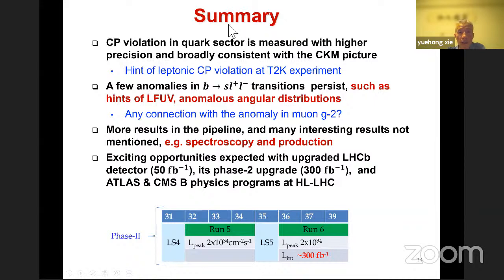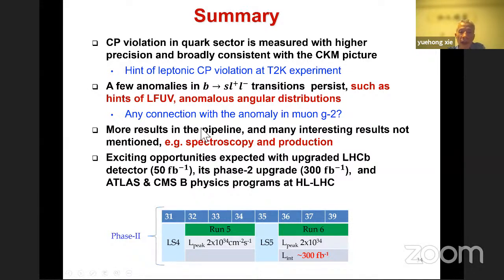So this is a kind of summary. CP violation in the quark sector is measured with higher and higher precision and is still broadly consistent with the Standard Model picture. On the other hand, there is already a hint of leptonic CP violation at neutrino experiments. A few anomalies in B to s l l transitions persist, such as hints of lepton flavor universality violation and anomalous angular distributions. And it's interesting to ask whether there is any connection with the anomalies in the newer g minus 2 results.